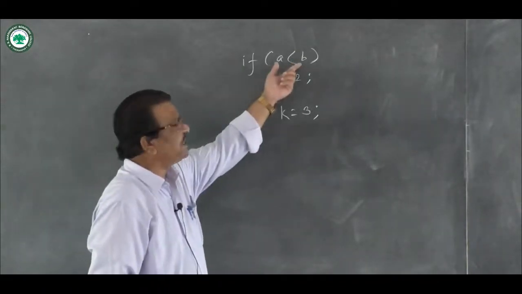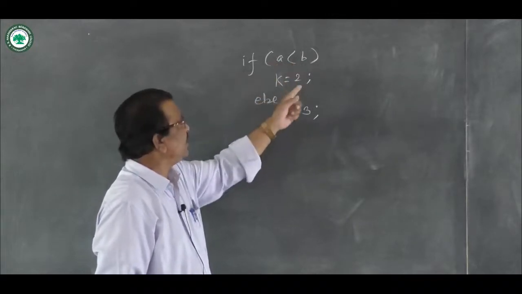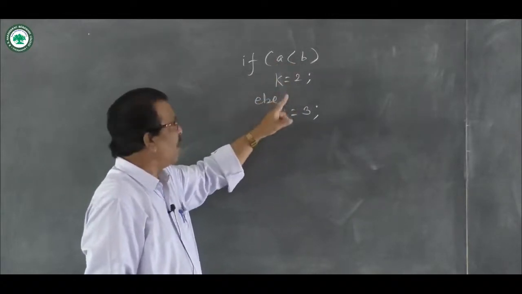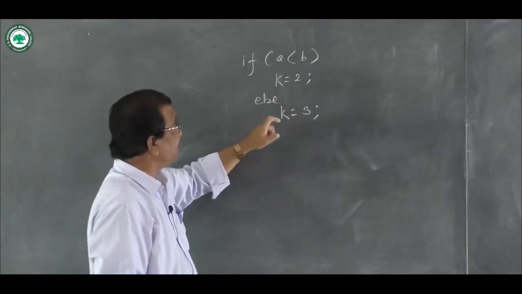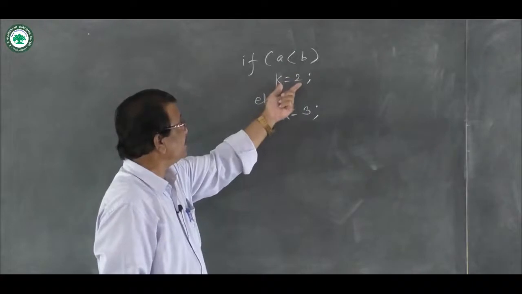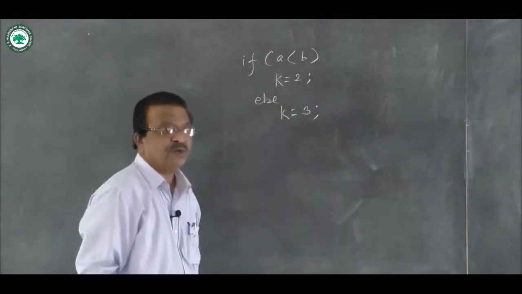If A is less than B, this expression will be evaluated. If it is true, then value 2 will be assigned to k. Otherwise, value 3 will be assigned to k. The meaning is, if this is true, then 2 will be assigned to k. If it is false, then 3 will be assigned to k.